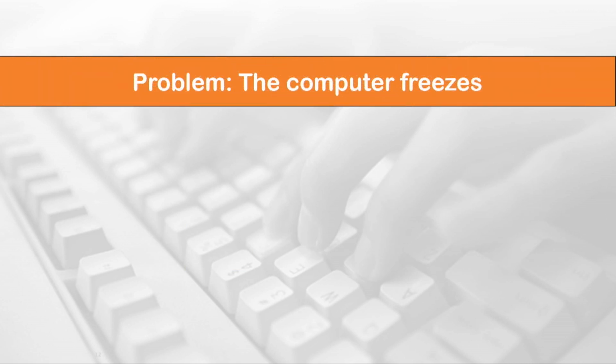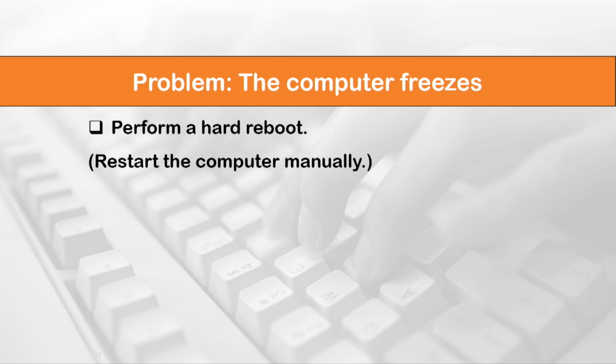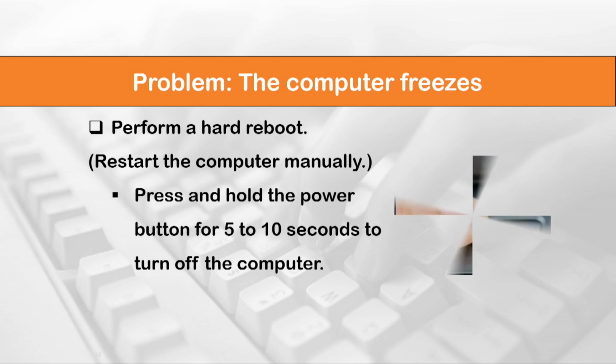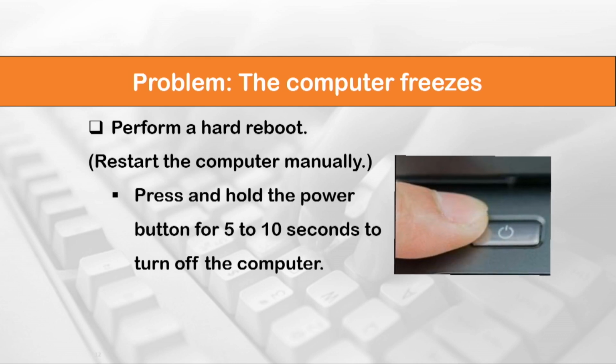If you're unable to access the Task Manager by pressing keys on the keyboard, you will need to perform a hard reboot. In other words, you will have to restart the computer manually. Press and hold the power button for 5 to 10 seconds to turn off the computer. Then turn on the computer again.